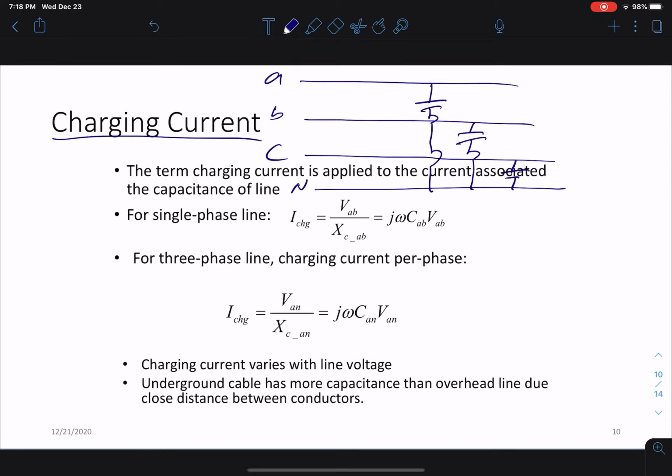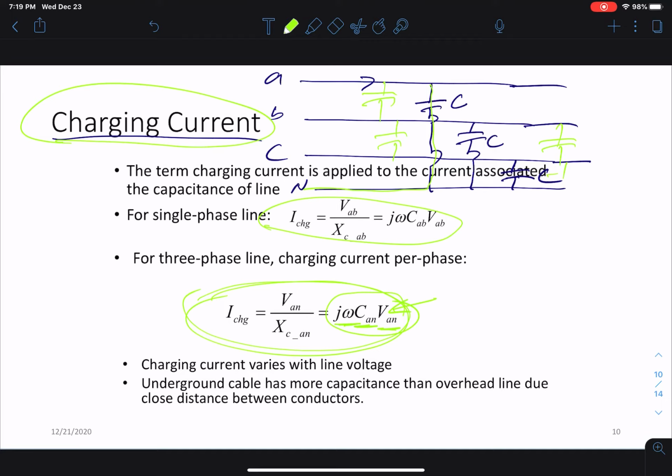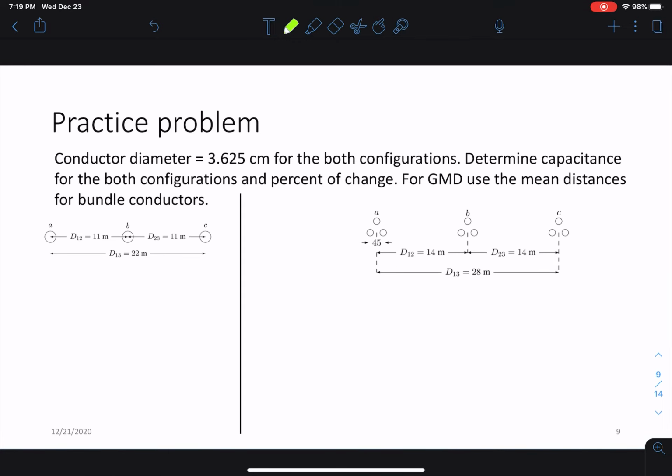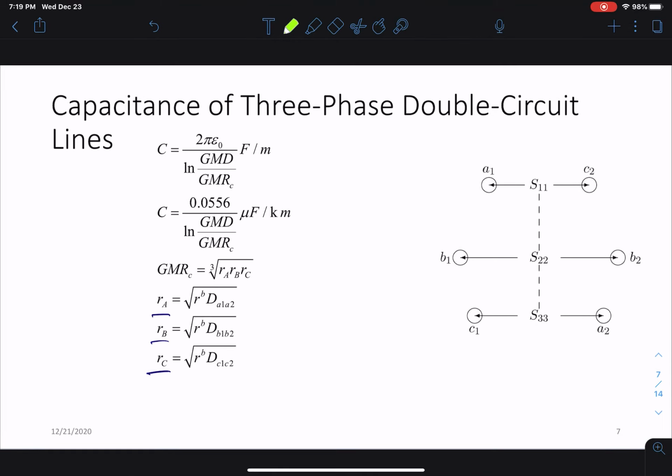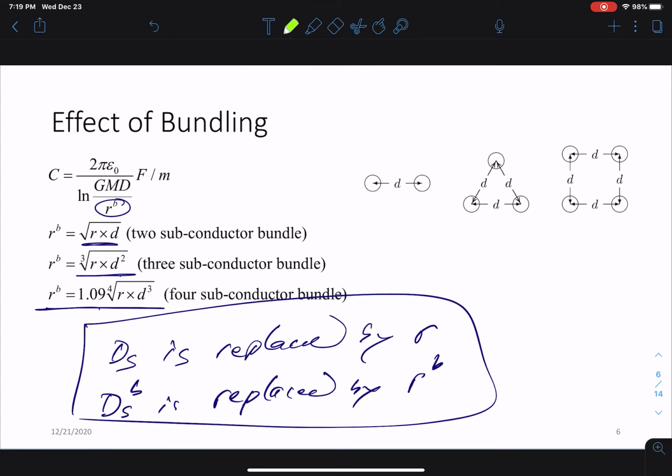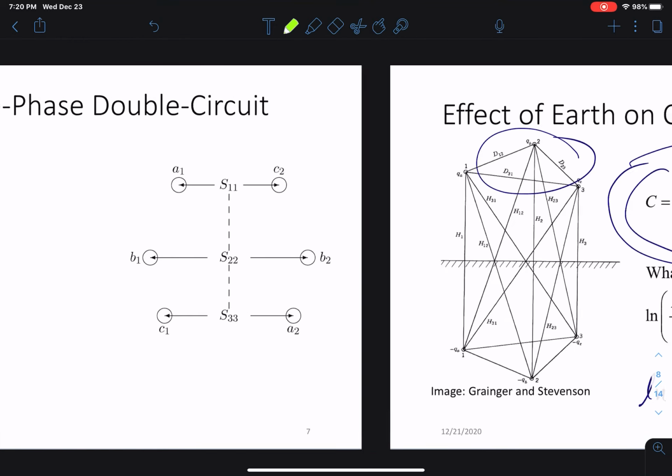That charging current depends on the capacitance value and the line to neutral voltage. If voltage is higher, you'll have more charging current. If your capacitance is higher, you get more charging current. If you go back over here, let me show you this equation right here. Your capacitance would be higher when your GMD is low. If your GMD is low, that means your conductors are close to each other. You have high capacitance, right?